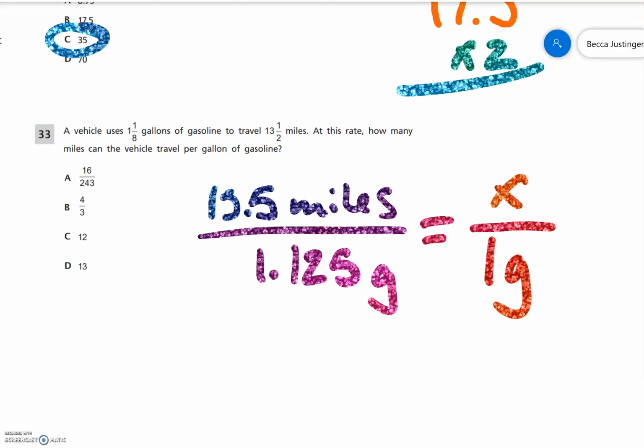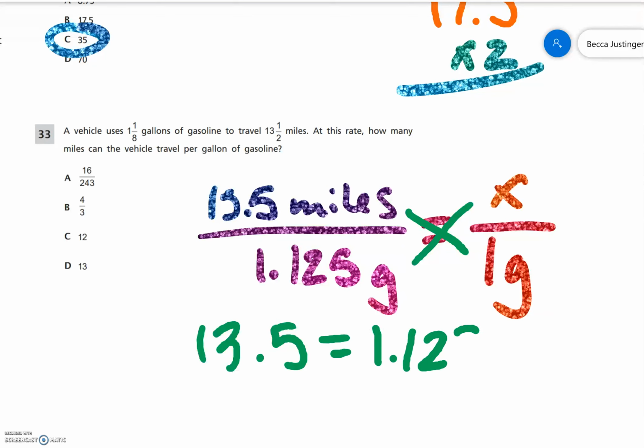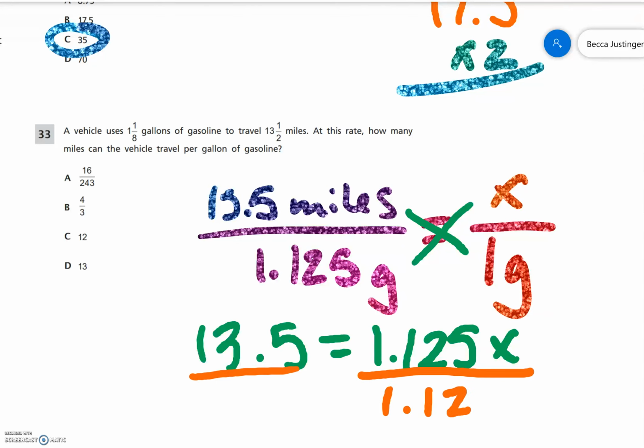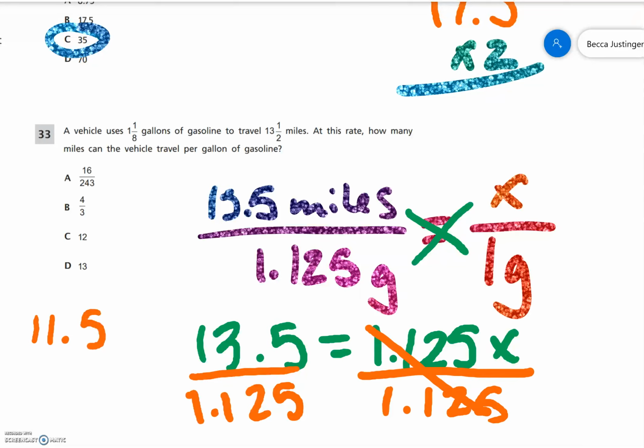So I set up my proportion, cross multiply. 13.5 is equal to 1.125x. Divide both sides by 1.125. That cancels out on the right. 13.5 divided by 1.125 is equal to 12 miles.